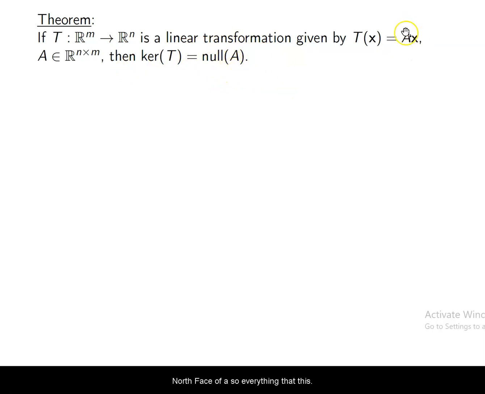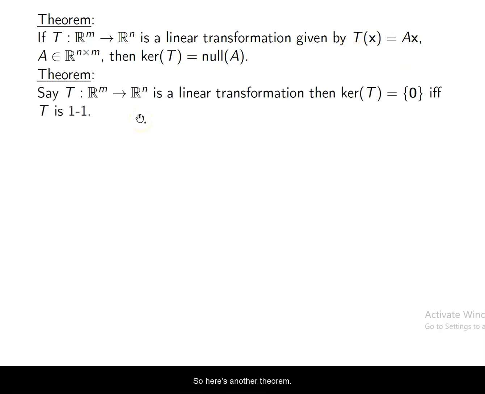So everything that this transformation matrix would send to 0 as a matrix equation, which it is because that's what a linear transformation is, right? So the kernel of T, the transformation itself, is the same as the null space of A, the matrix that provides the linear transformation, okay?